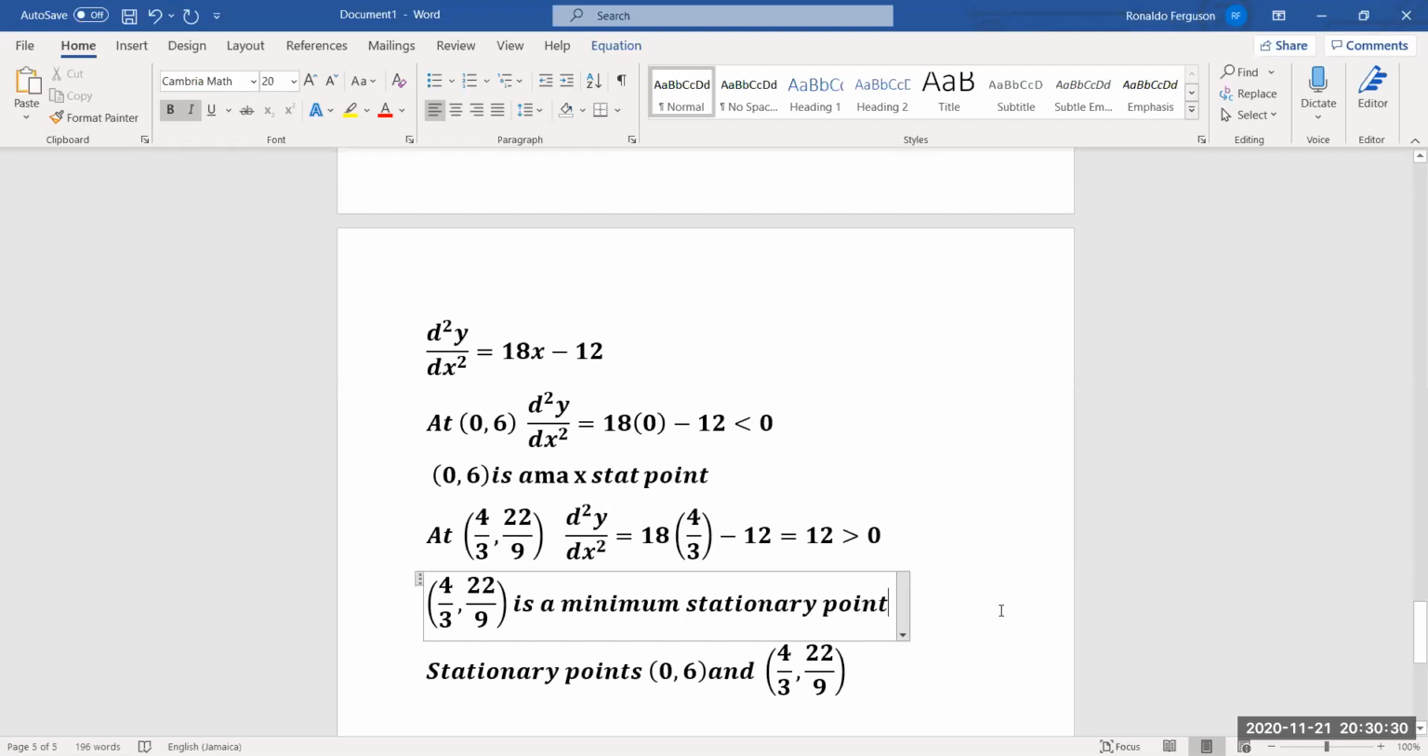Very good. Right? And that's how we determine the nature of stationary points.